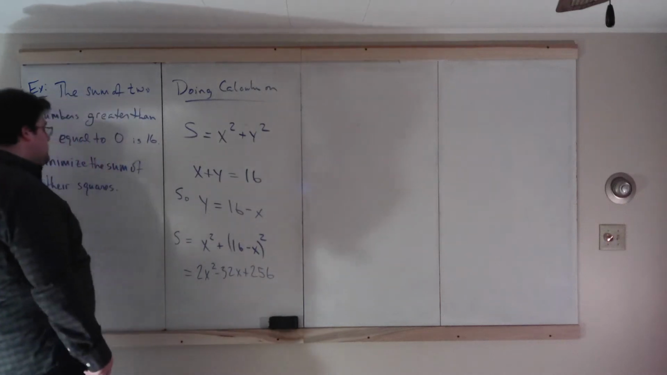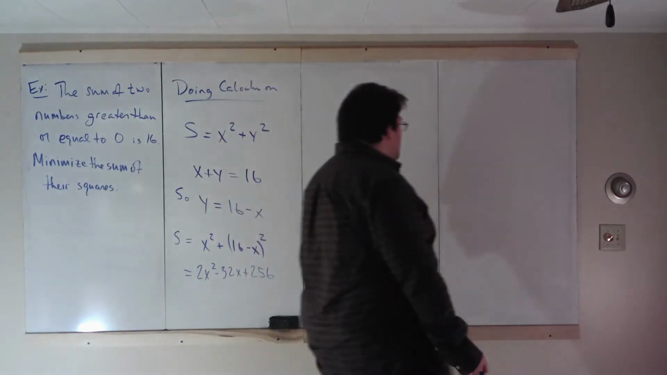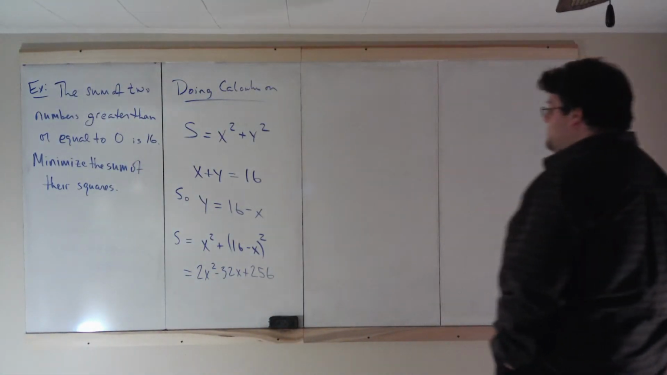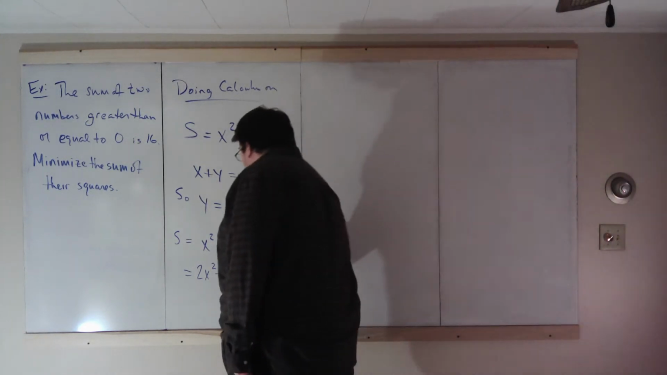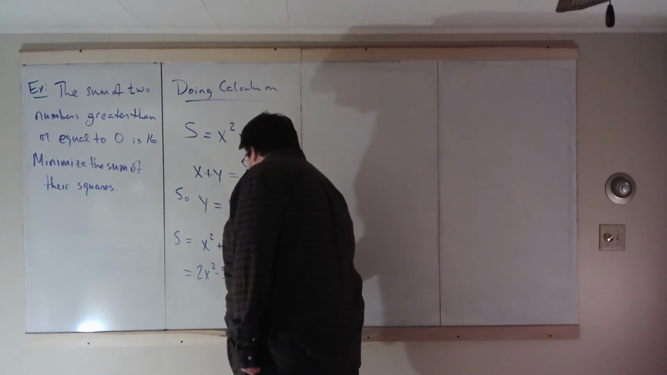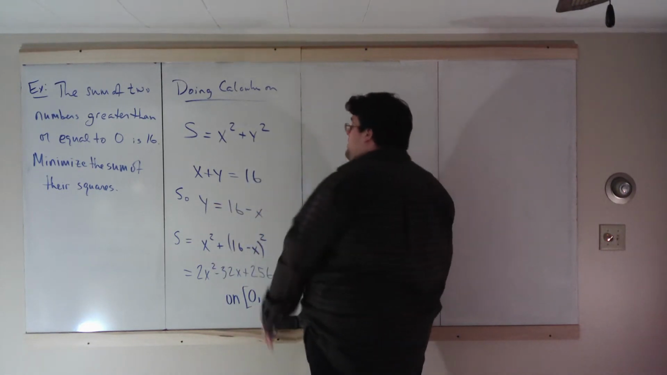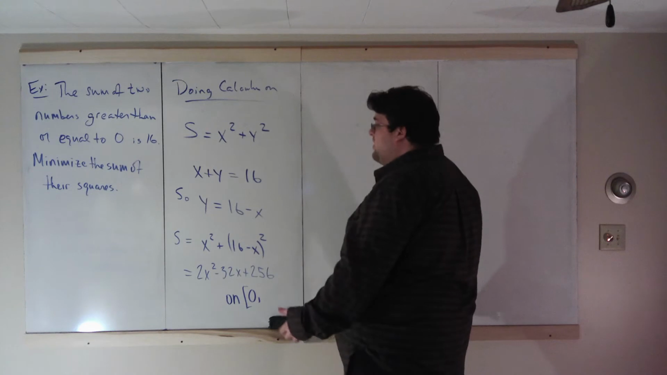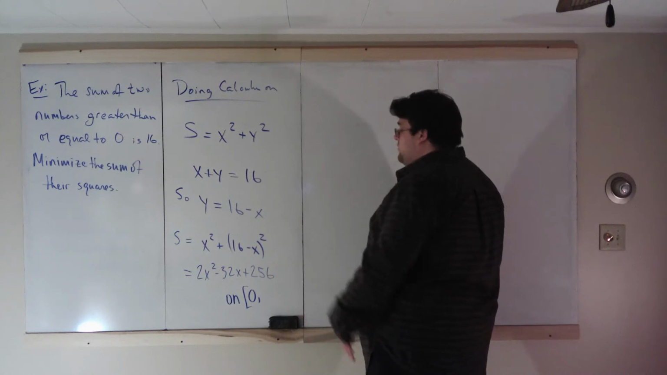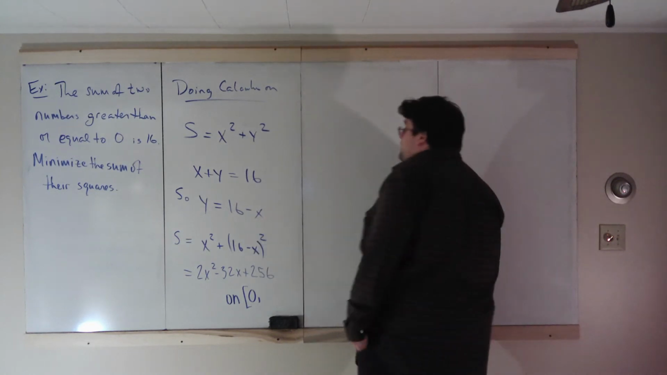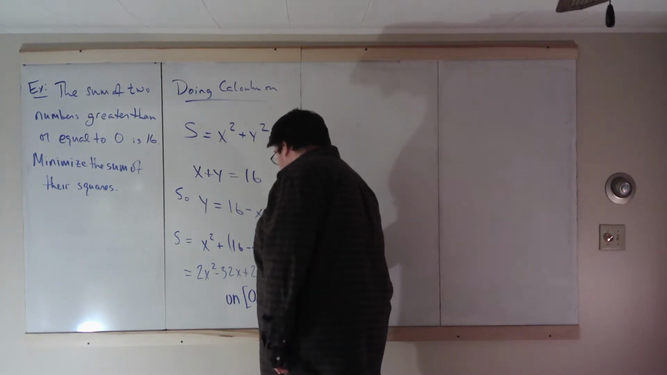16 squared is 256. So we have our function, but can we find a closed interval defining our x values? Well, we can. We know x and y are both greater than or equal to 0. But we also know that y is 16 minus x. We know x plus y is 16. So with those, x can't be, for example, 17, because then y would equal -1. The largest y can be is 16, so the smallest x can be is 0. The smallest y can be is 0, so the largest x can be is 16.